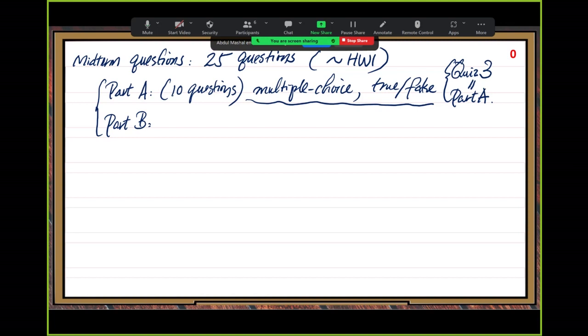Okay, part A. Now part B: 15 questions. These are problem solving, and you need to write solutions. These 15 questions are of two types.